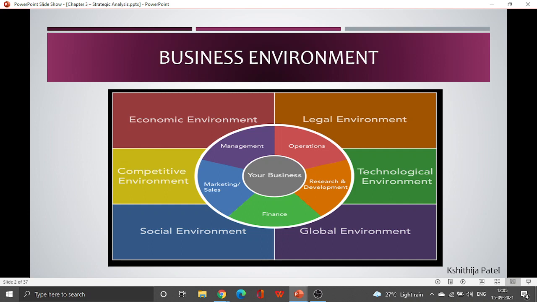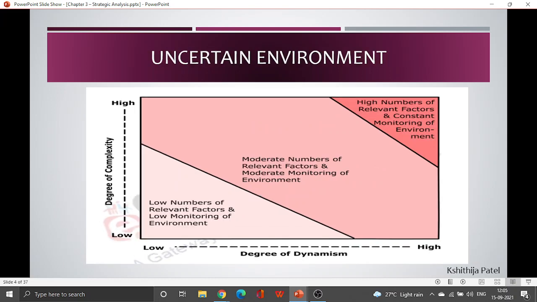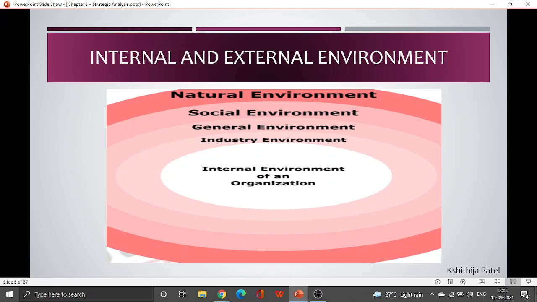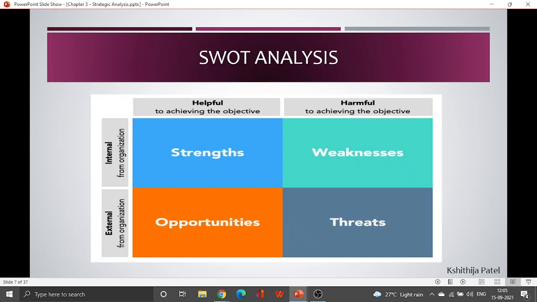Now, yes, we started with the business environment. We saw each one of the variables and how all this affects the organization in coming up with a better strategy. Then we spoke about the link between the factors of the environment and their impact on the organization. Then we spoke about the internal and external environment, and we also spoke about what environmental scanning is and what the benefits of environmental scanning are. We also studied in detail what SWOT analysis is all about.